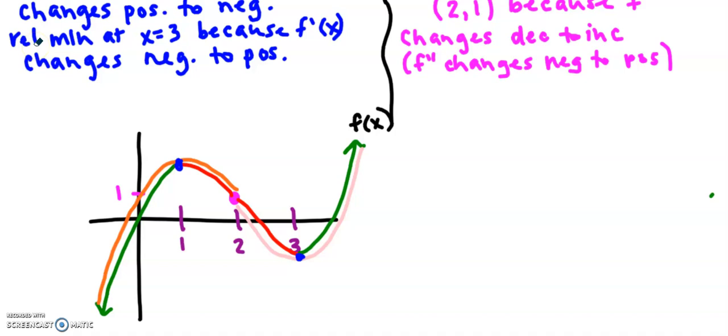So that's our final graph. Everything checks out. Remember, we don't have absolutes here because we're not on a closed interval.